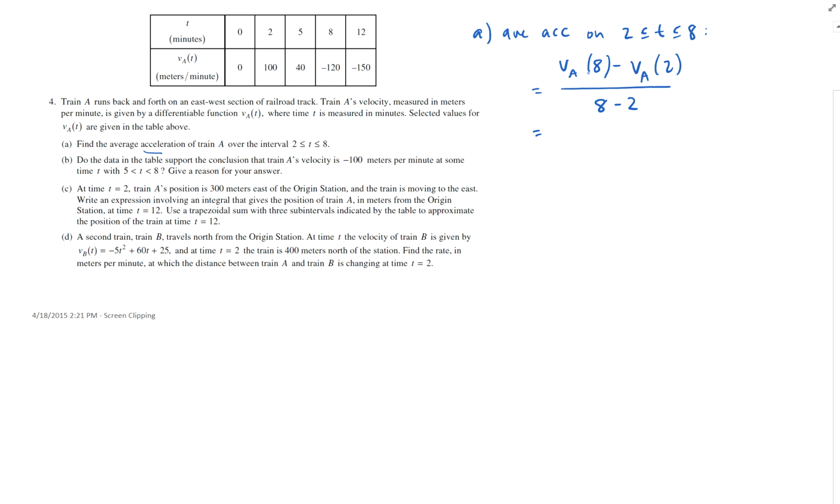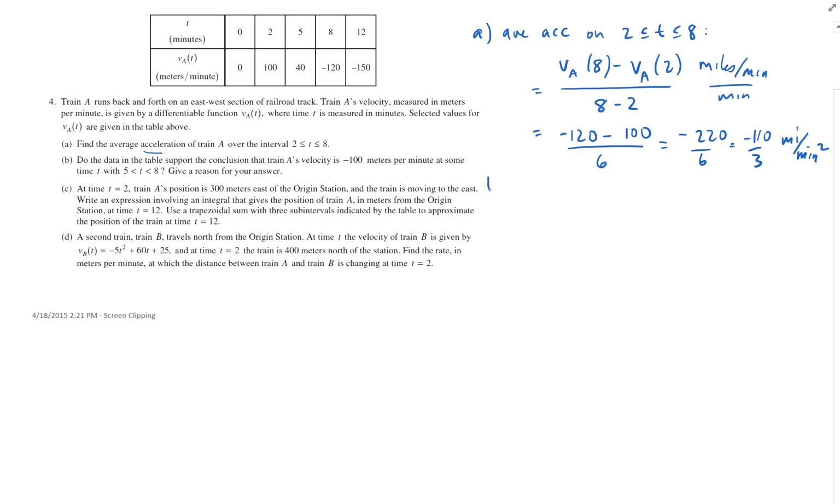Equals, and then the velocity at 8 is negative 120, minus the velocity at 2 is 100, over 8 minus 2 is 6, so that's negative 220 over 6, which is negative 110 over 3. And then units. What are my units? Well, this is meters per minute per minute. So it's meters per minute squared. Okay.